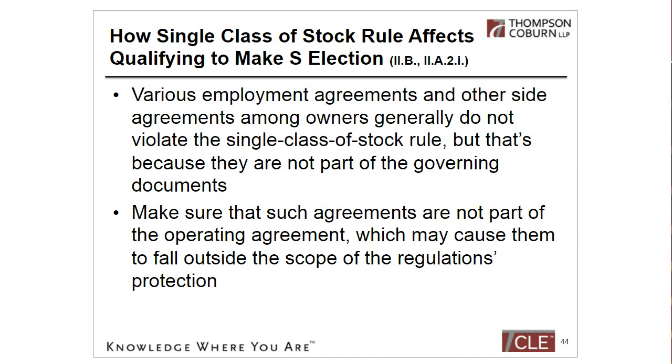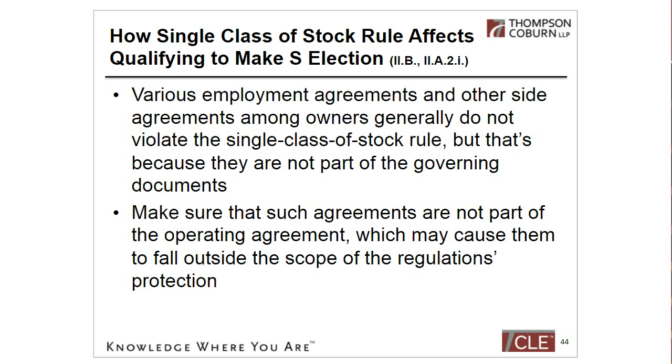Now, a lot of times people have employment agreements or other side agreements. And if you're in the corporate arena, those agreements generally do not violate the second class of stock rule because they're not part of the governing documents. So let's suppose you have an employment agreement where somebody's entitled to a certain amount of compensation. That may or may not be reasonable compensation, but that's the deal they made. That's their compensation. That's how they're going to treat it for tax purposes as well. I mean, the IRS might go back and try to recharacterize it down the road, but that's their deal. That is made through an employment agreement.